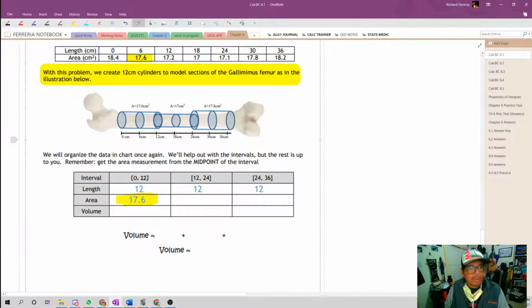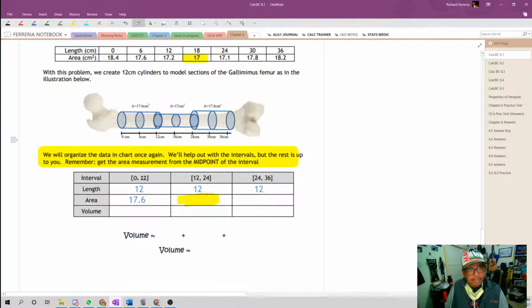The second interval goes from 12 to 24, and if I have to figure out what the midpoint of that is, the midpoint is at 18. And at 18, the cross-sectional area is 17 cubic centimeters. So we'll put a 17 there. And then the next section of the femur is from 24 to 36. And the midpoint of 24 and 36, that's going to be at 30. And the cross-sectional area at 30 is 17.8.